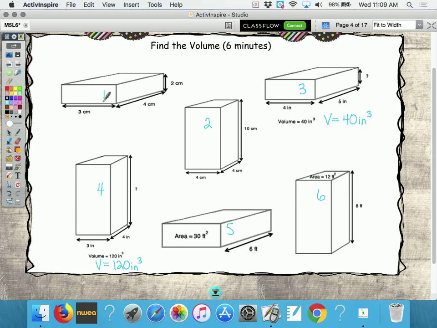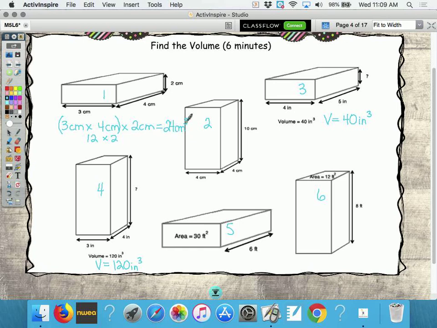So starting with the first one, Abdiel. Tell me what to write here. 3 centimeters times 4 centimeters times 2 centimeters equals. And I'm going to do 3 times 4, which is 12, times 2. So my volume is what, Abdiel? 24 centimeters cubed. Awesome. Okay, so that's what we're doing.